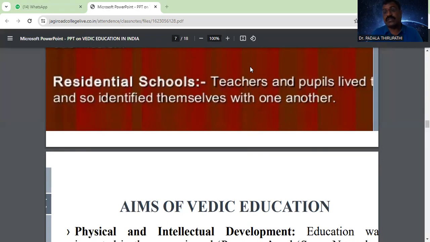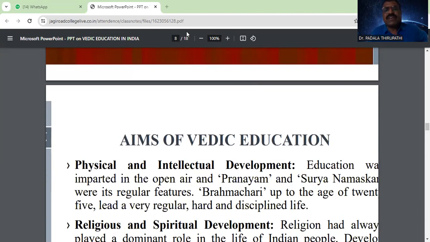the teacher also observed their people, how they act within the four walls, how they act in the external environment, how they work. So they were observed by their teacher. But nowadays that is lost, the value system has been lost. And the aims of Vedic education.